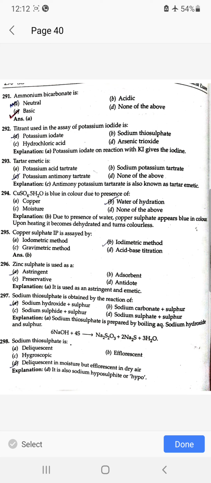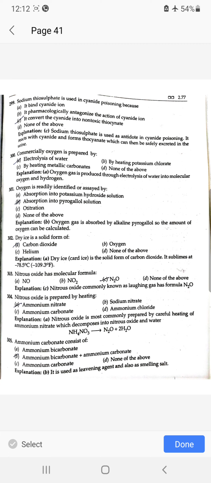CuSO4·5H2O is blue in color due to the presence of water of hydration. Copper sulfate IP is assayed by the iodometric method. Zinc sulfate is used as an astringent. Sodium thiosulfate is obtained by the reaction of sodium hydroxide plus sulfur. Sodium thiosulfate is deliquescent in moisture but efflorescent in dry air. Sodium thiosulfate is used in cyanide poisoning because it converts the cyanide into non-toxic thiocyanate. Commercially, oxygen is prepared by electrolysis of water.